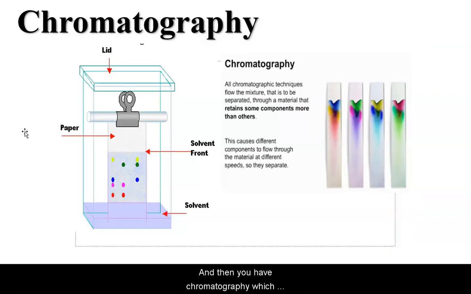And then you have chromatography, which separates compounds of a mixture by traveling at different speeds vertically on a piece of paper and separates their components. Larger molecules will travel slowly from the solvent, and they usually stay towards the bottom. So see how it's heavier in color here? And the lighter molecules come towards the top.